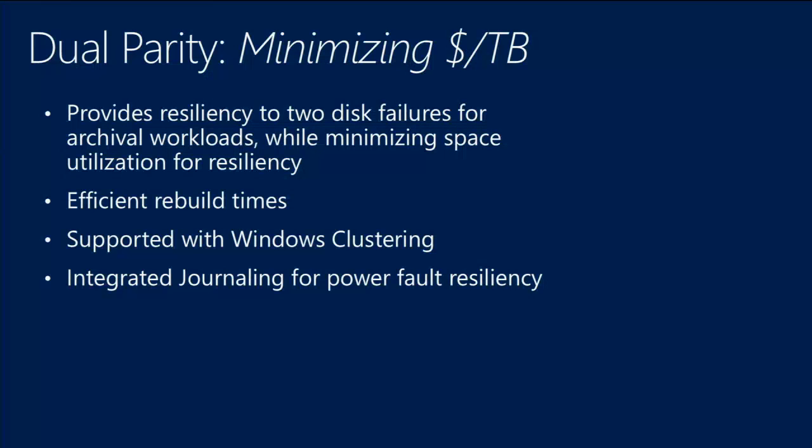Also new in R2 is support for parity and dual parity spaces in a cluster with CSV. So my parity spaces provide me not only resiliency against media failure, but high availability for my archival workloads. And uniquely with Spaces, we provide integrated journaling. What that means is that we journal, we log, basically every update operation that we want to do to the metadata of our dual parity space, such that in the event of a power failure, Spaces can recover from that event and bring itself back to a consistent state without the need of a dedicated battery backup. We have an integrated journal inside that's persistent on those physical disks.